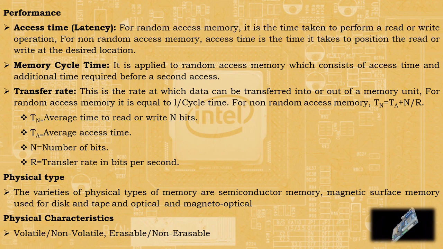In volatile memory, the information is lost when power is switched off. Example, semiconductors. In non-volatile memory, the information once recorded remains unchanged. Example, magnetic tape, magnetic surface memory. Non-erasable memory cannot be altered except by destroying the storage unit. Example, ROM, that is read-only memory.